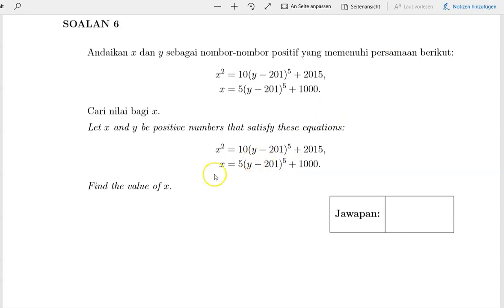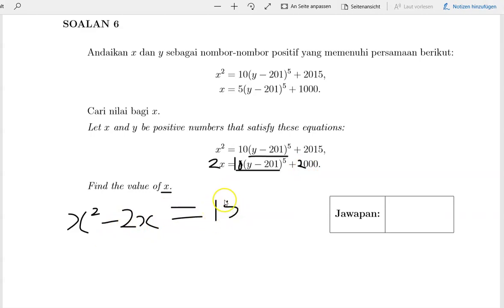So our main goal here, if we want to find x, is to eliminate this y minus 201 to the power of 5. So how are we going to eliminate that? So x squared minus x. So we will double this one. So this is 10 and then 2000, right? So x squared minus 2x. So when I subtract these two together, I'll get a 15.